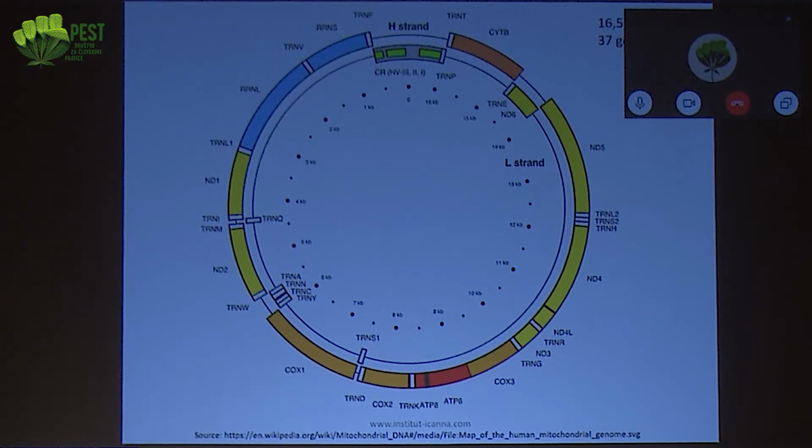And we know now that if mutations happen in this mitochondrial DNA, it carries very significant consequences for the health and the disease formation in humans.